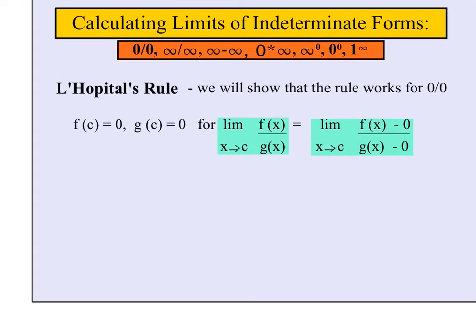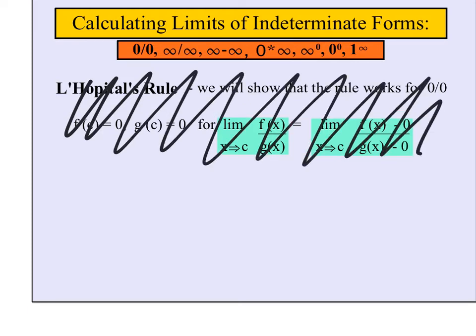Alright, so I'm just going to give you the gist of what's going on here. I'm going to scratch all this stuff. L'Hopital's Rule applies to these forms: 0 over 0, infinity over infinity, infinity minus infinity, 0 times infinity, infinity to the 0 power, 0 to the 0 power, and 1 to the infinity.